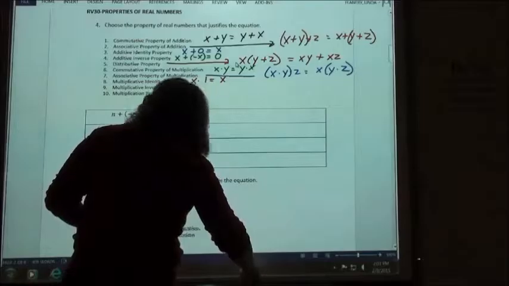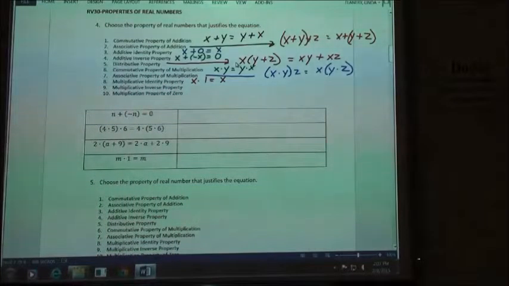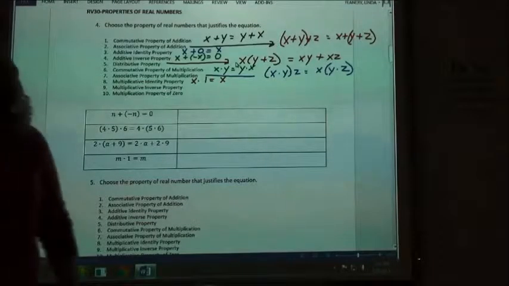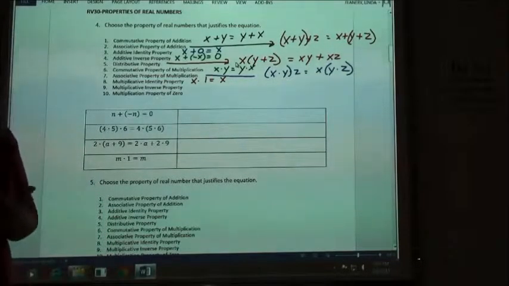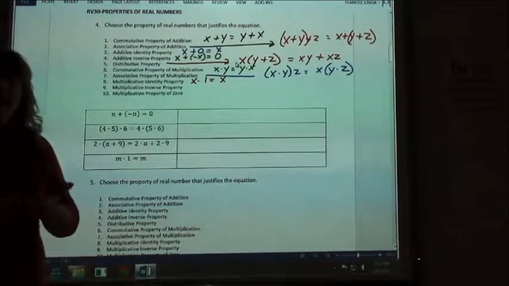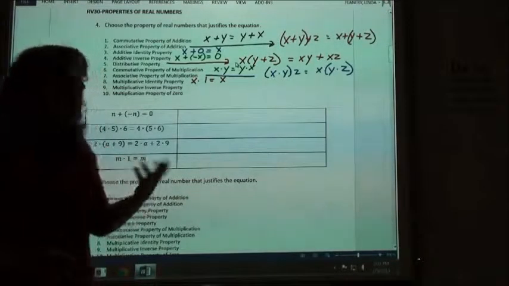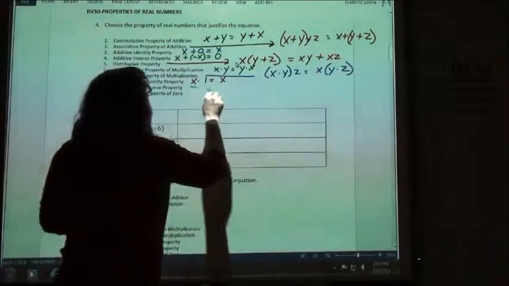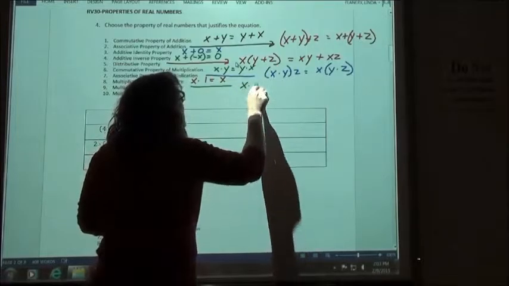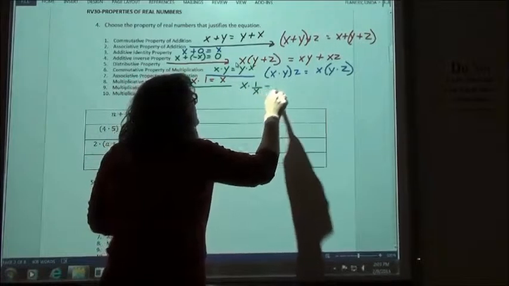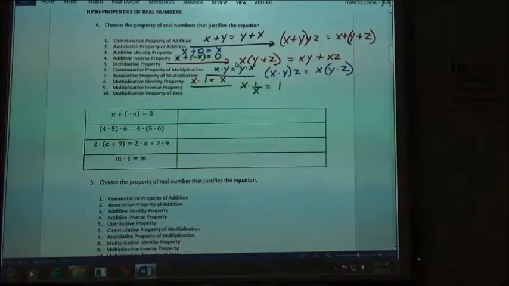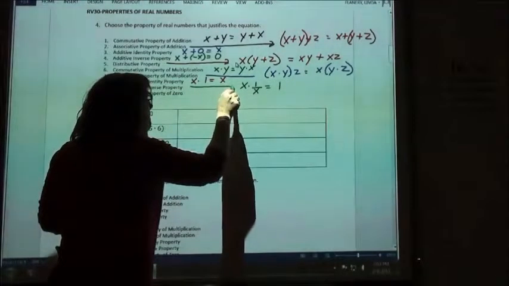Multiplicative inverse, that's kind of the weird one. At least I think it looks weird. The inverse of multiplying is dividing, but when we divide with fractions, we end up multiplying by the reciprocal. So the multiplicative inverse says if I take a value times its reciprocal, it's always going to equal 1. So their example is going to look like this: x times the reciprocal of x, which is 1 over x, equals 1. A number times its reciprocal is always equal to 1.